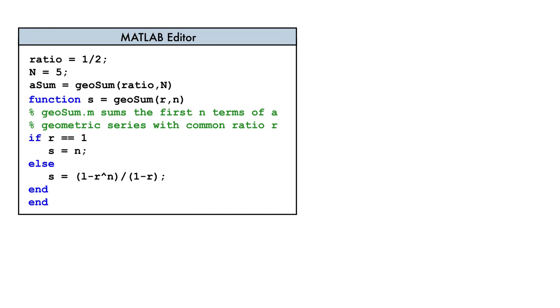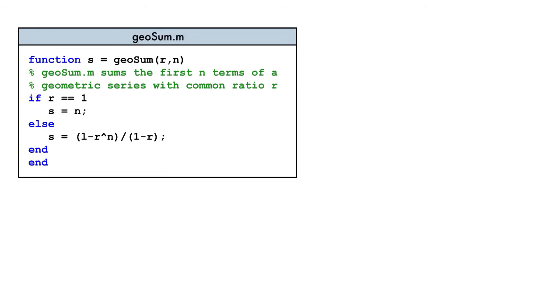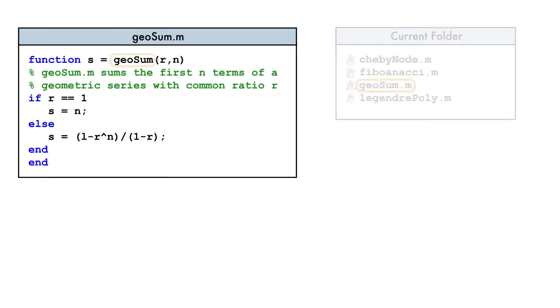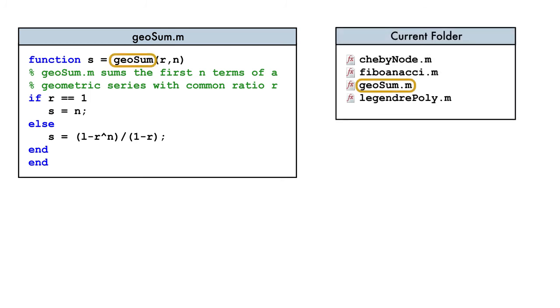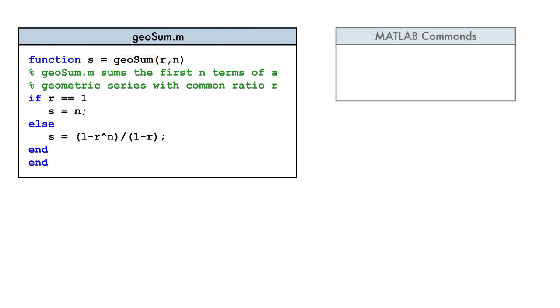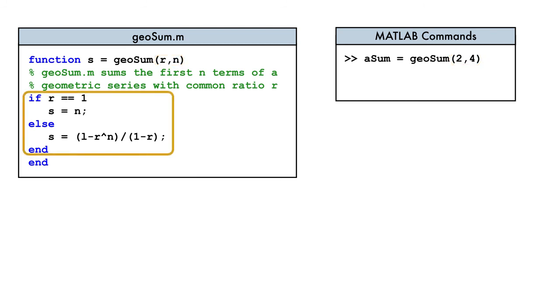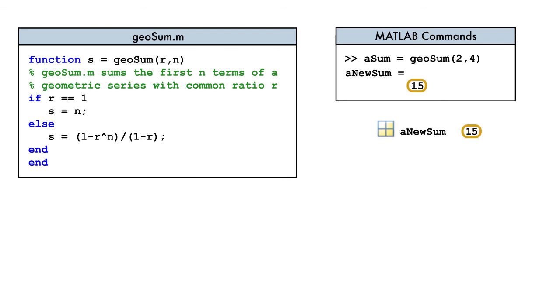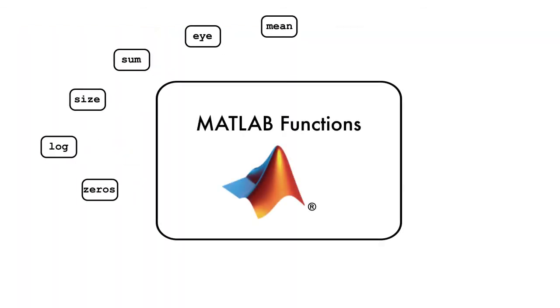So, let's delete the code above. Lastly, we save our file in the current folder, making sure that the file name matches the function name. Now, when we call geosum at the command prompt, the two input values are passed to the function, the body is executed, and the value of the output variable is returned. And just like that, there's one more function we can call.